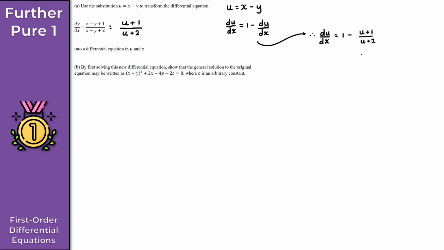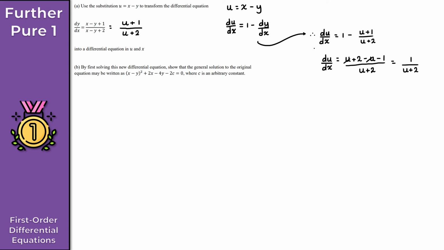Now for the right-hand side here, let's just get this over a common denominator. If we do that, what we'd obtain is u plus 2 minus u minus 1 all over u plus 2. Straight away, we can cancel these u's, like so. 2 minus 1 gives us 1. What we obtain here then is 1 all over u plus 2. So this here then is du by dx.